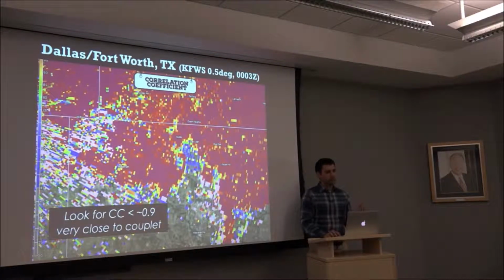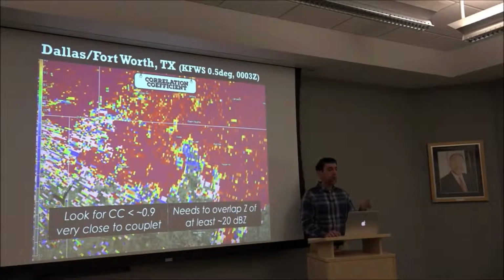So we want that low CC, less than about 0.9, very close to the couplet. We overlay what we had from our velocity data previously. So we'll look right there. That looks pretty good to us. That's right in line with where the two are matching up in terms of the radar range bins. So we'll give that a check mark.